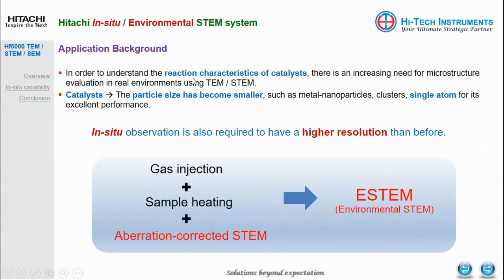In order to understand the reaction characteristics of catalysts, there is an increasing need for microstructure evaluation in real environments using TEM or STEM. Catalyst particle size has become smaller and smaller, which offers excellent performance, such as metal nanoparticles, clusters, or even single atoms. In-situ observation is required to have higher resolution than before. So the environmental STEM design in the HF5000 comes with gas injection, sample heating using the holder, and also an aberration corrector STEM to achieve atomic resolution.